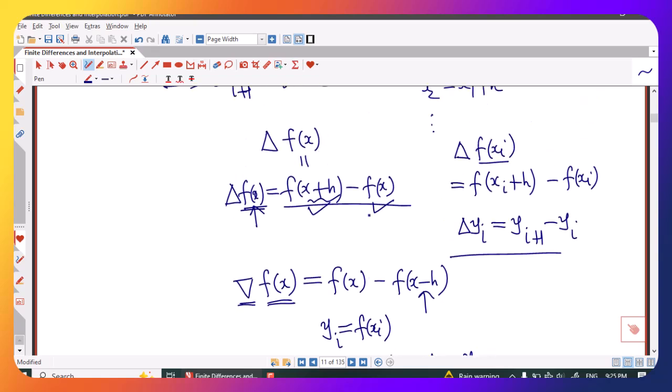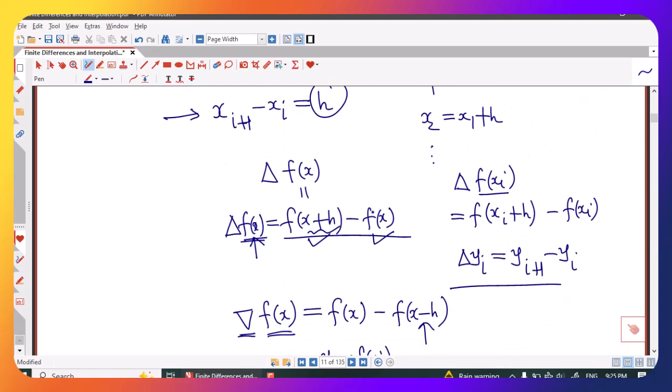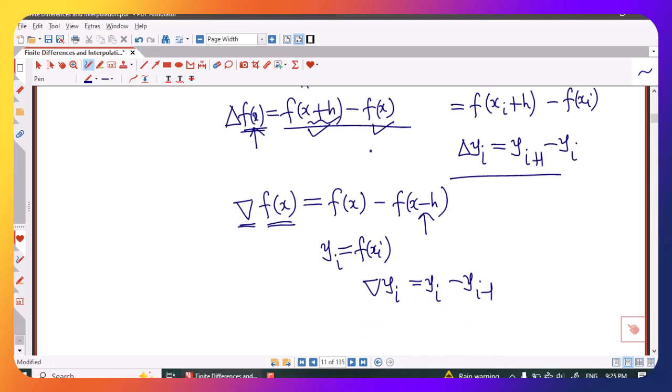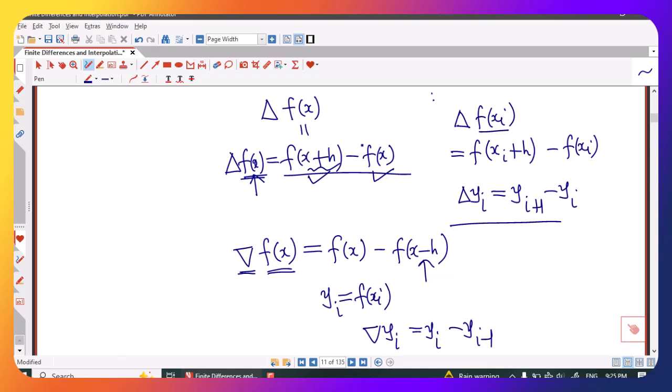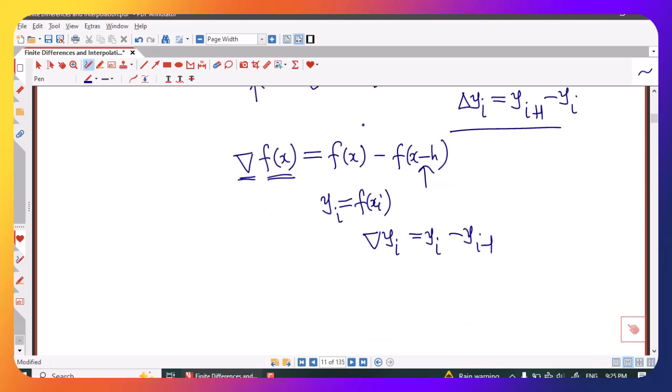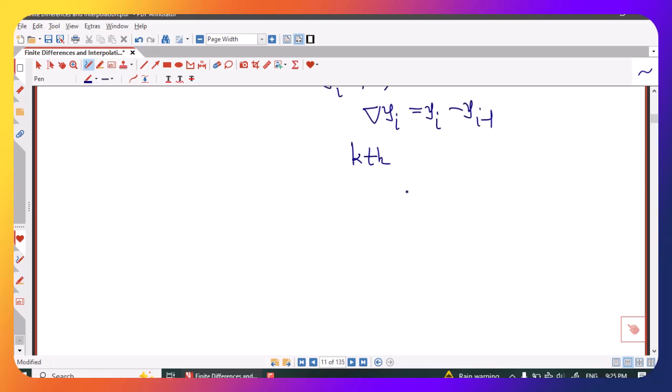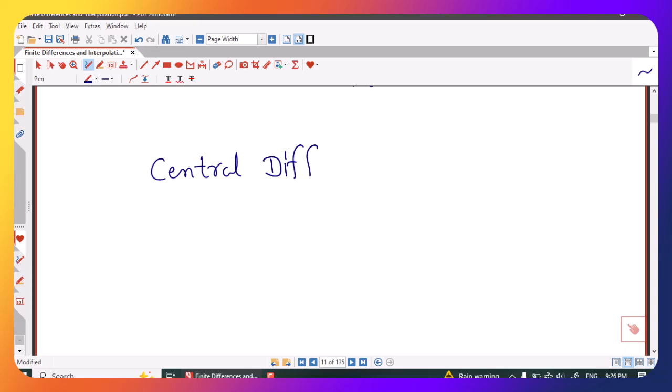We have discussed these two differences, first order forward differences and first order backward differences, in previous two lectures, and we have also discussed their powers also. We have discussed about kth order forward differences as well as kth order backward differences. In this lecture, we are going to discuss another type of difference which is known as central difference.